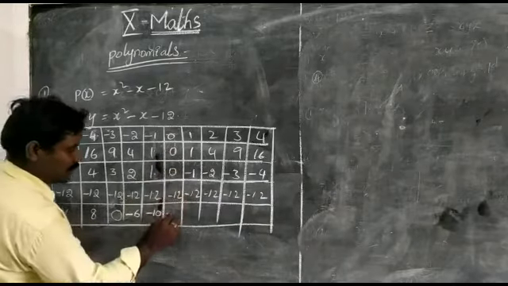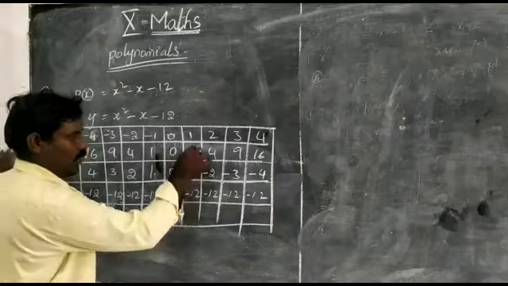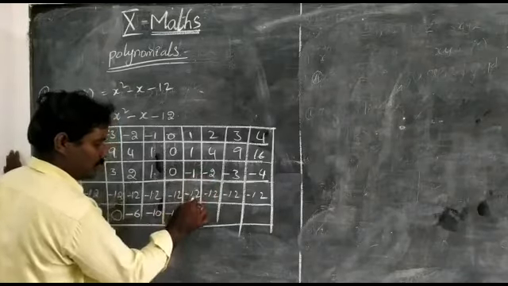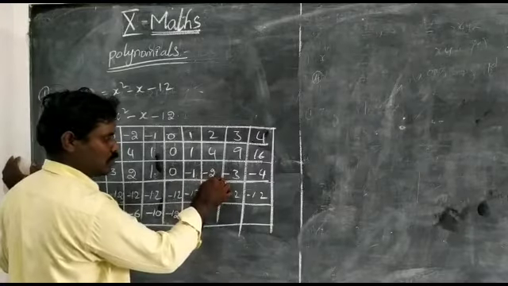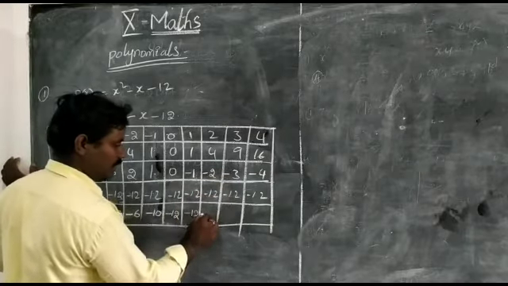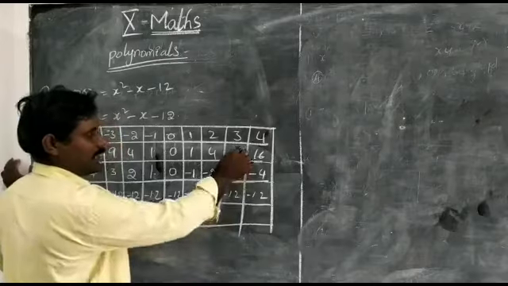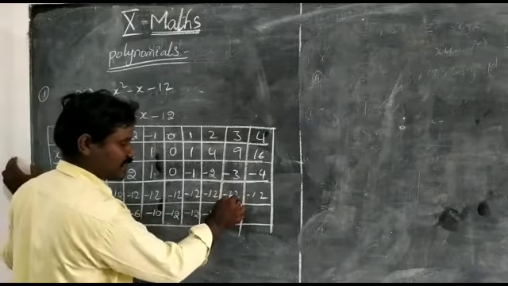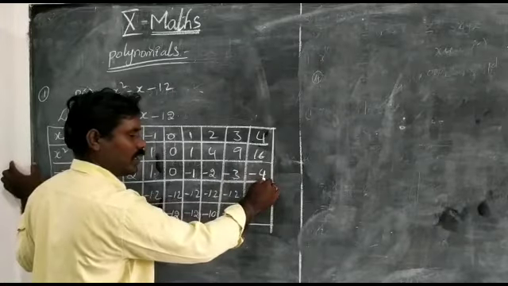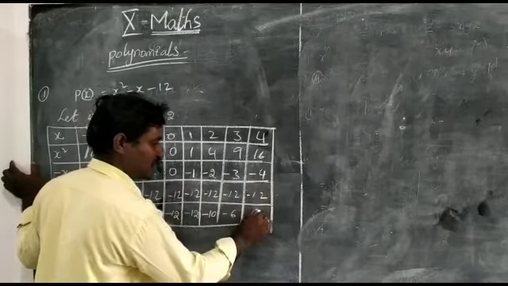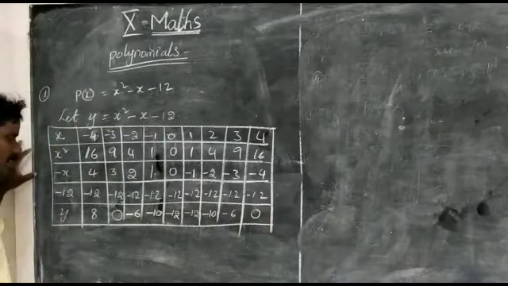These two are zeros, then we get minus 12. 1 minus 1, 0, 0 minus 12, minus 12. 4 minus 2, 2, 2 minus 12, minus 10. 9 minus 3, 6, 6 minus 12, minus 6. 16 minus 4, 12, 12 minus 12, 0. Now this is the tabular form.